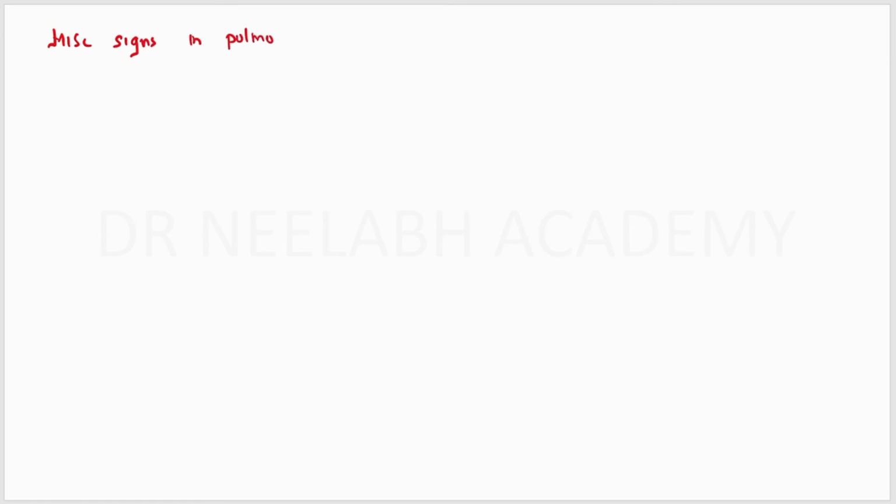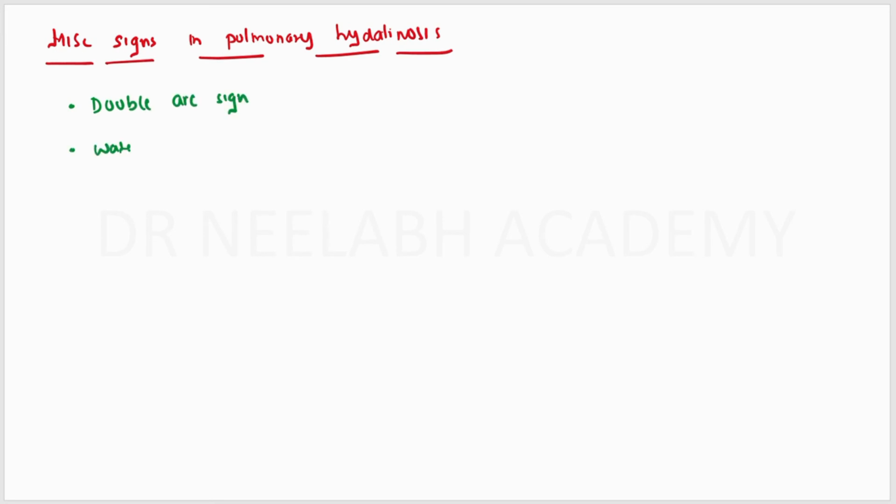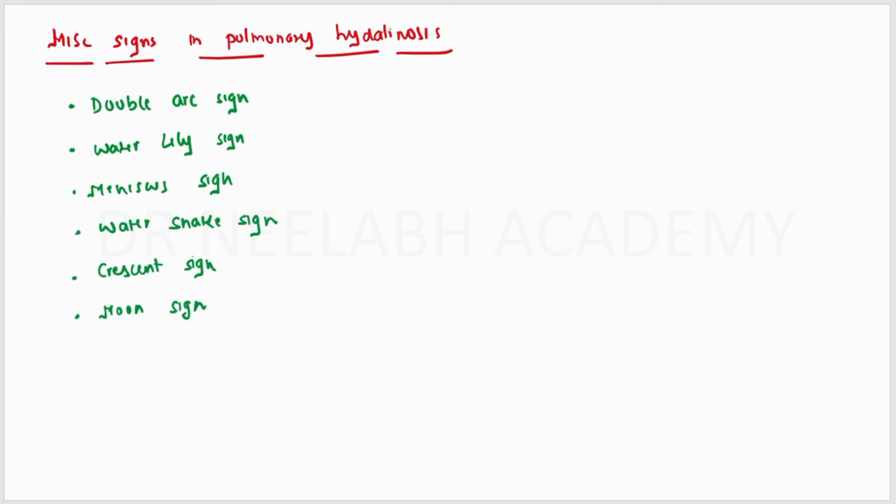Moving on to some miscellaneous signs that are seen in pulmonary hydatidosis. These are just the name signs and we don't need to get into the detail of these. So these include double arc sign, water lily sign, meniscus sign, water snake sign, crescent sign and moon sign that are seen on CT or USG.